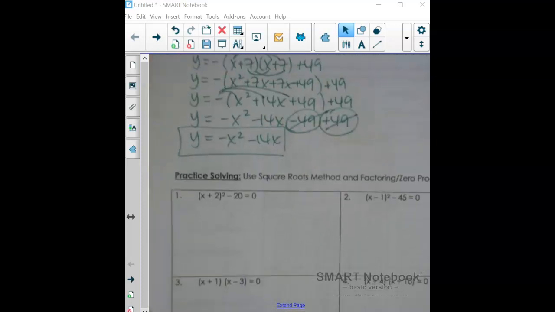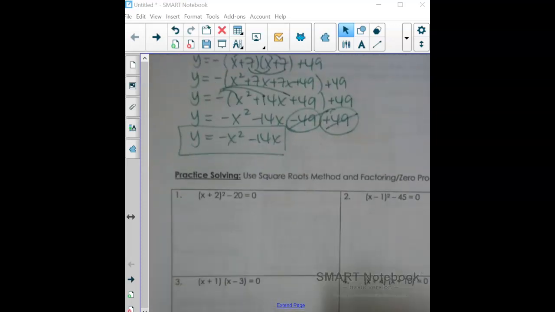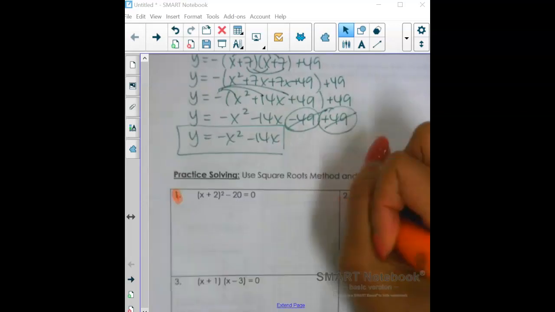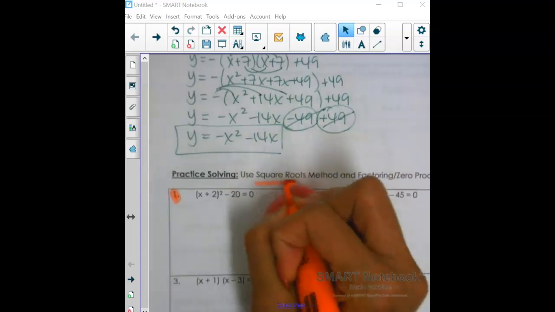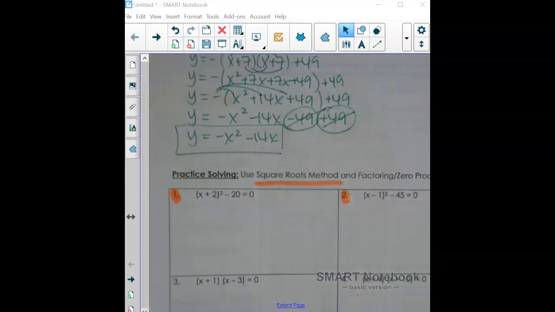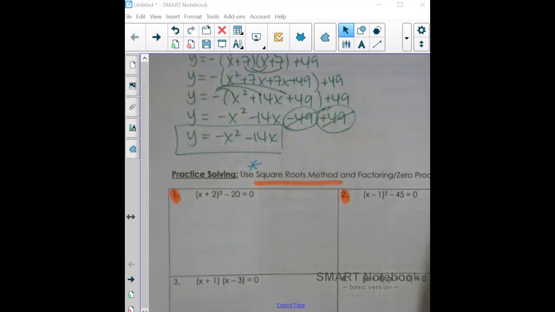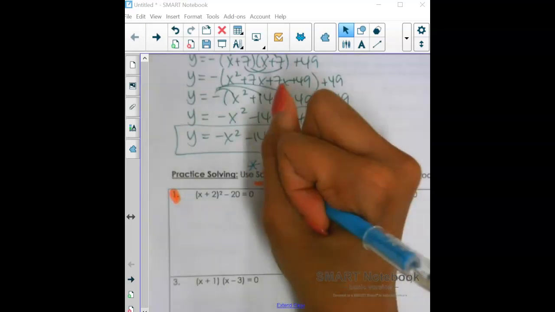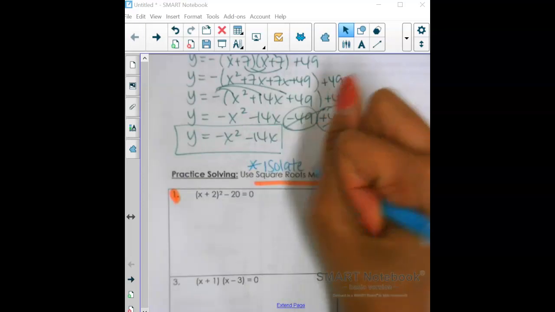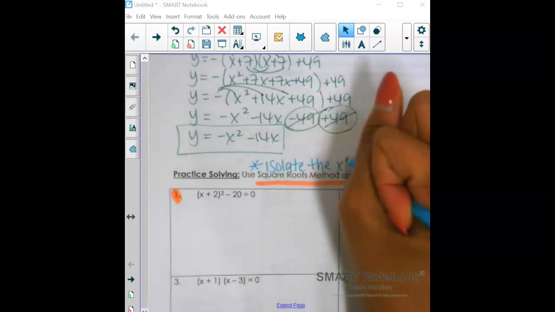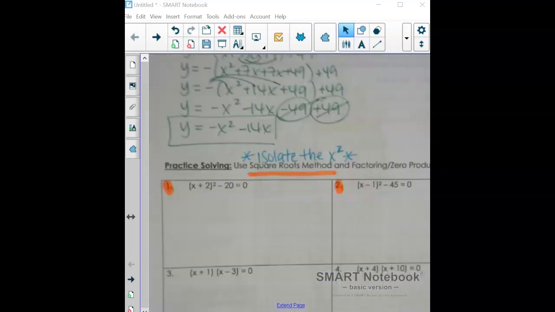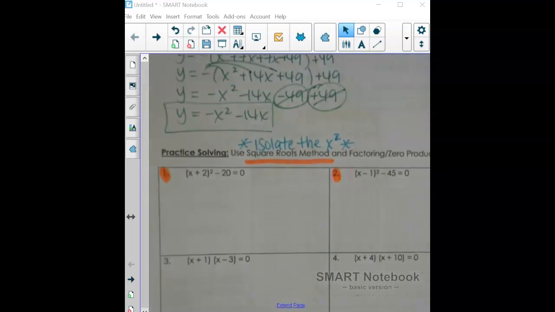What I want you guys to do, just for the purposes of finishing up our lesson for today, we're going to do questions 1 and 2, and we're going to solve this by the square root method. Questions 1 and 2 are the only two on this bottom portion of your page that can be solved by the square root method. When you're solving by the square root method, we did this in your notes. If you look back in your notes or the video I made, it specifically tells you to isolate the x squared. So in order to solve, you need to isolate your x squared.